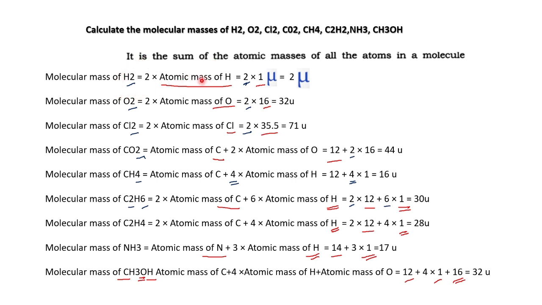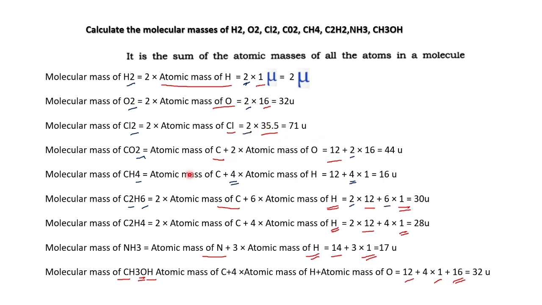The number of hydrogen atoms is 2. So 2 into 1 will be 2 mu, which is represented as mu or unit. Then oxygen, 2 atoms. Atomic mass of oxygen is 16, so 16 into 2 is 32. In the same way, chlorine is 35.5 into 2, 71 units.